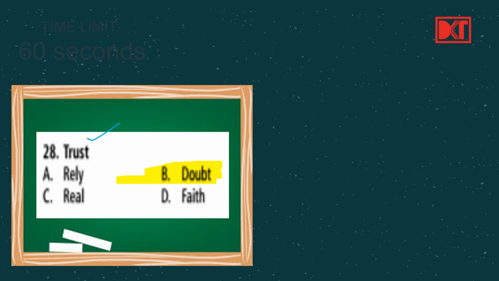Now, doubt means not believing something, having certain inhibitions, and not believing something completely. Alright. Trust means having faith in it, believing it. Rely again. If you rely on something, which means you believe it. Real, something which is true. Faith again is a synonym of trust. So all these words, they can be said to be synonyms of each other, whereas doubt is the antonym. Alright.